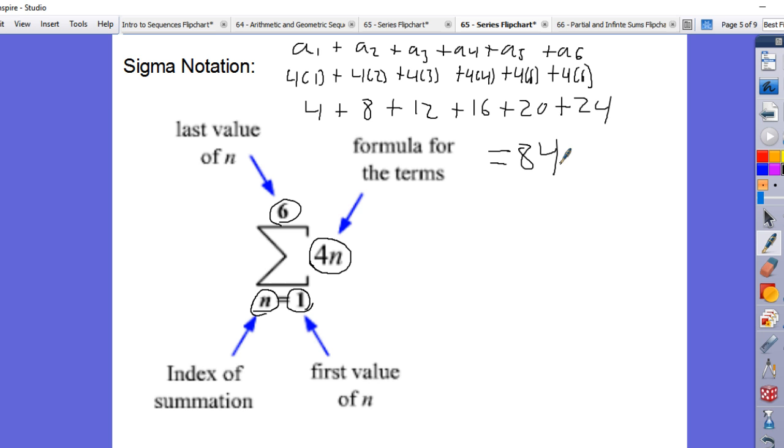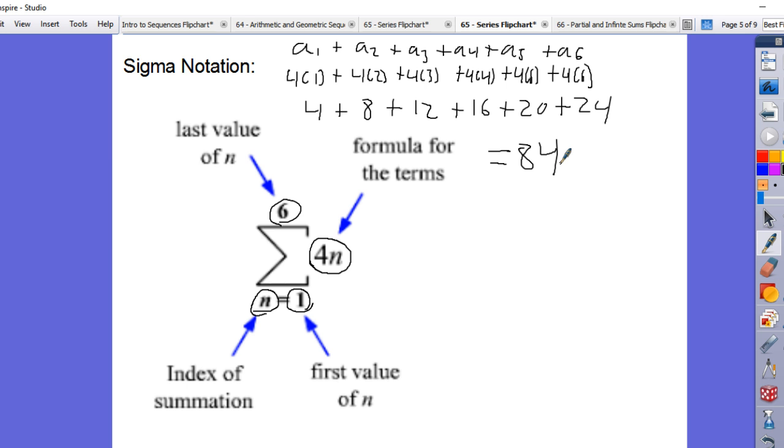So what this notation is telling me is I add the first term, the second term, the third term, the fourth term, the fifth term, and the sixth term, because there's a 6 at the top. I stop at the 6th term. Then this formula tells me for n what each term will be: 4 times the term number.